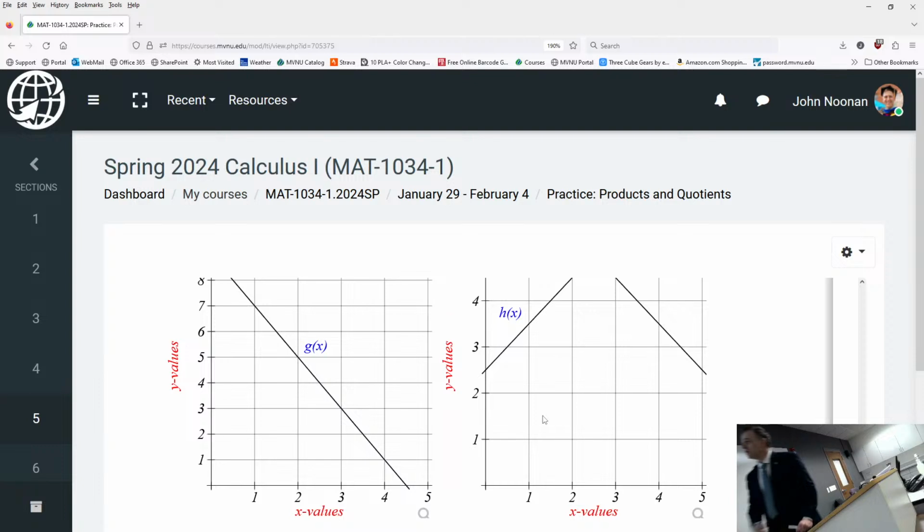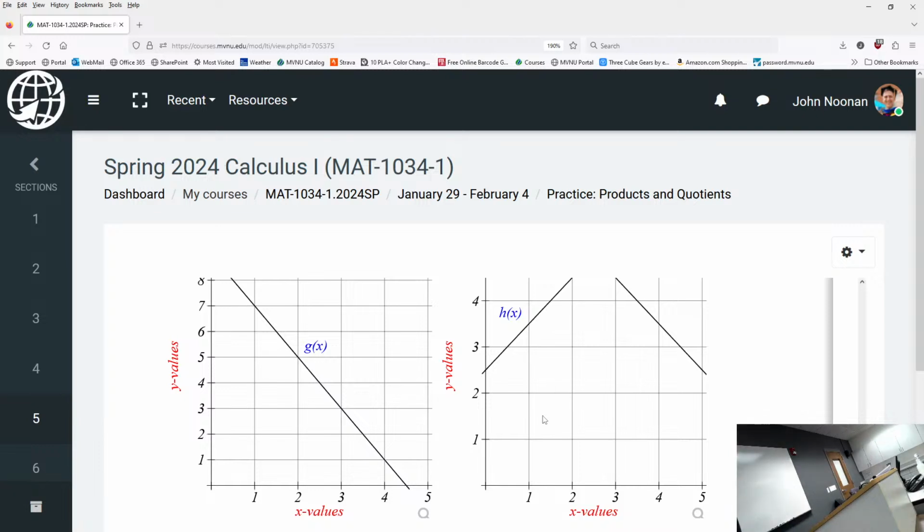Okay, g of 1 is 7. G prime of 1, it looks like this is a slope of negative 2. Is that right? Over 1 down 2. So rise over run would be negative 2. So g prime of 1 is negative 2. G of 1 is 7. I'm going to jot this down over here because I can't remember it all. G of 1 is 7. G prime of 1 is negative 2.